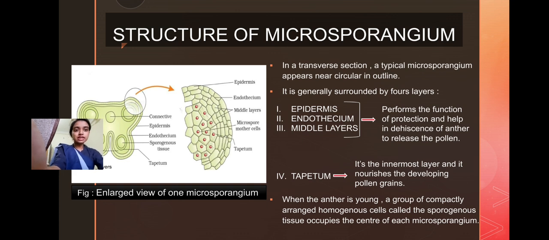The first three layers, that is epidermis, endothecium and the middle layers, perform the function of protection and help in dehiscence of the anther to release the pollen. And the last layer, the tapetum, has the main function of nourishment and development of pollen grains, and it is the innermost layer. When the anther is young, a group of compactly arranged homogeneous cells, known as sporogenous tissue, occupies the center of each microsporangium.